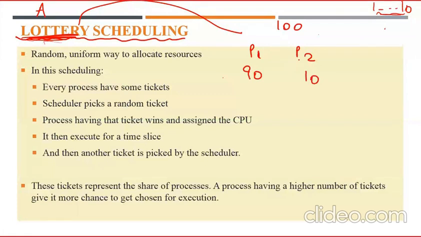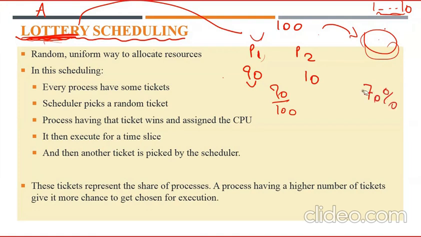If I ask you the probability that P1 wins when I draw a ticket from a bowl of numbers 1 to 100, you will say there is a very high probability, that is 90 by 100. I'm not saying that there is a surety; we cannot comment on that. If there is a match between India and West Indies, we can never say that India will surely win. We generally say there is a very high probability, 70% or 80%, that India will win.